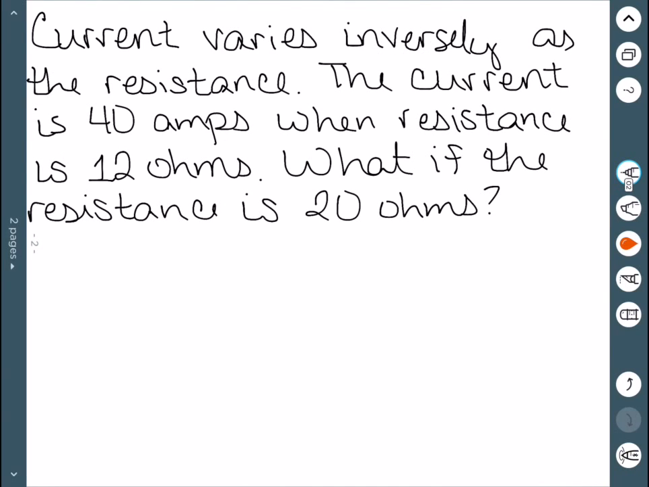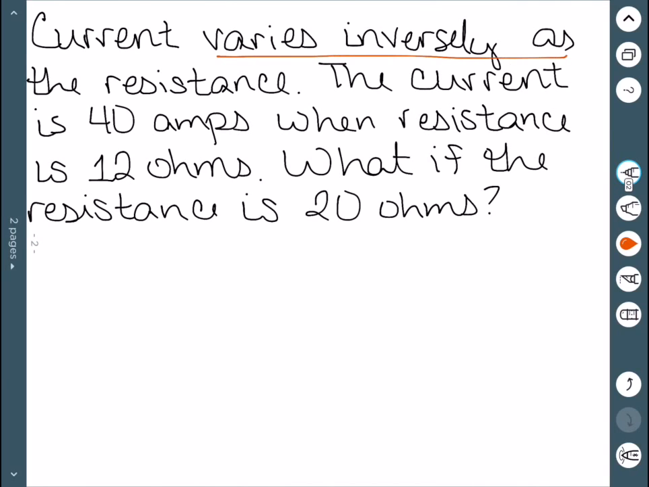For our first example, the current varies inversely as the resistance. This is if we're talking about electricity flowing through a wire. The current is 40 amps when resistance is 12 ohms. So what happens if the resistance is 20 ohms?